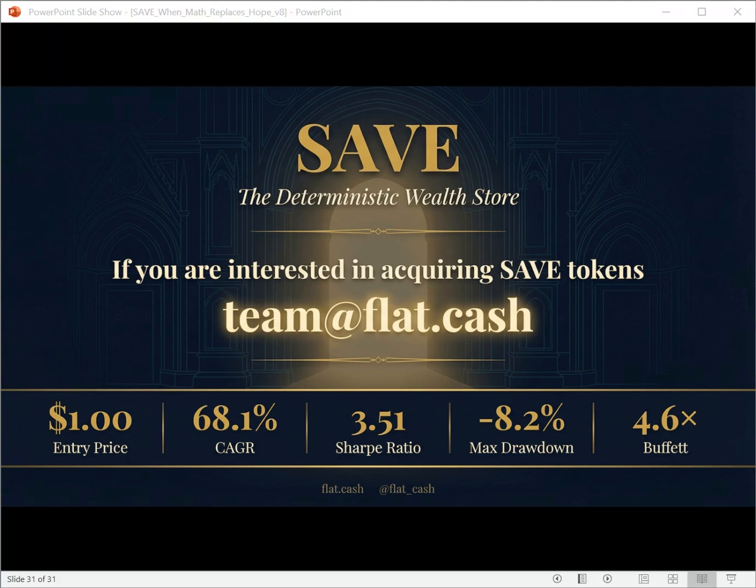So, SAVE is the first deterministic wealth store. You can enter it today at $1. And in our backtest, it has returned 68.1% CAGR per year, and it has a Sharpe ratio of 3.51, which is extraordinary. And our returns are 4.6 times better than Warren Buffett's Berkshire Hathaway. It is your checking account that never loses value, your savings account that never stops growing. One system, no bank, just math.